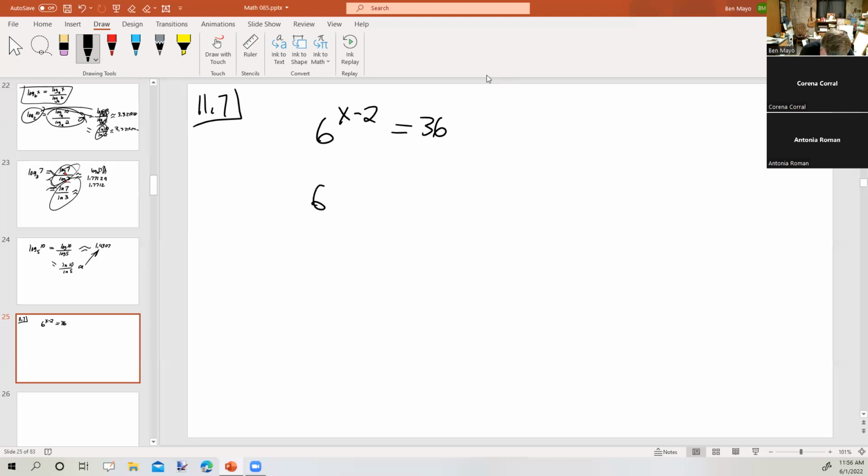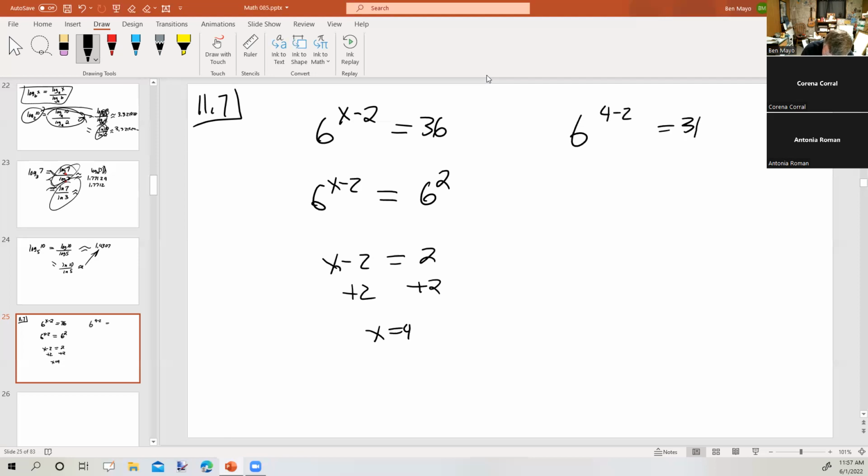So I could take this equation and rewrite 36 as 6 squared. So now I have 6 to the x minus 2 power equals 6 to the 2 power, which means the exponents are equal. So x minus 2 equals 2, add 2 to both sides, x equals 4. So basically 6 to the 4 minus 2 power equals 36, because 6 squared equals 36. So it checks. Okay with that?